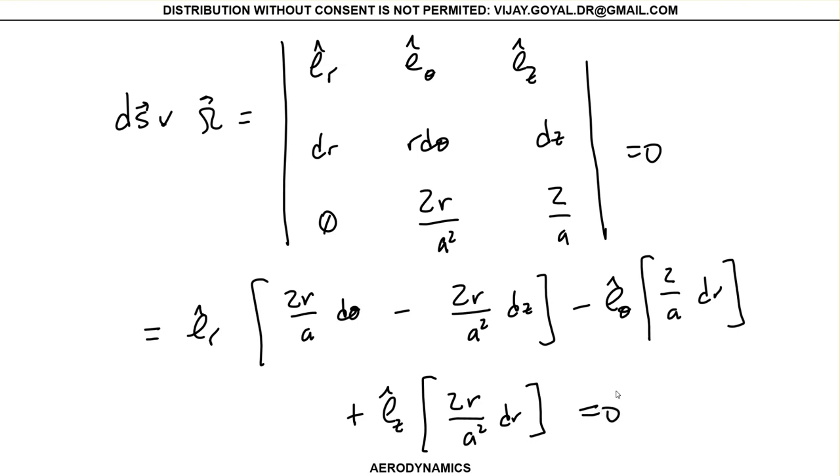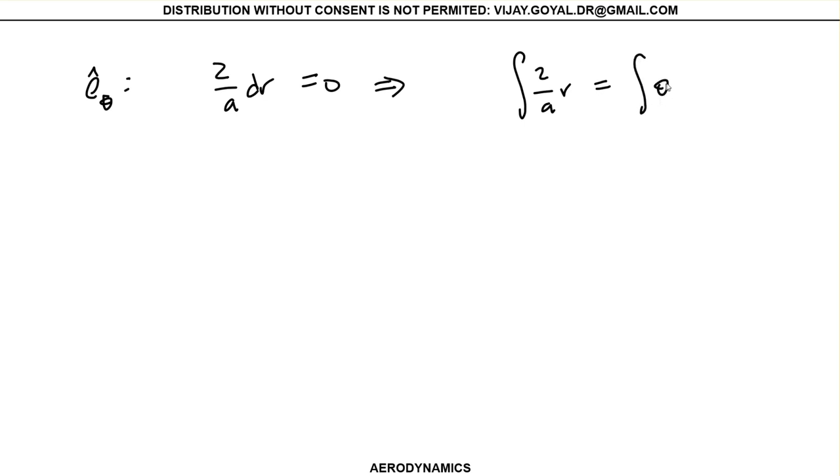So again, we do all of this individually, right? Each component has to be 0. Let's see what happens. If I go to E theta first, I find that 2 over A dr has to be 0. So in other words, the integral of 2 over A dr is equal to the integral of 0. That gives you R is equal to a constant. Okay, so we know that.